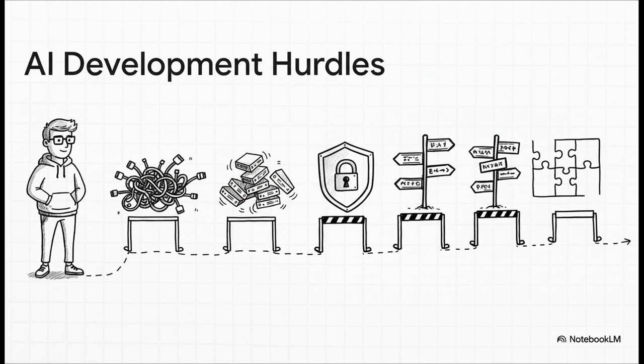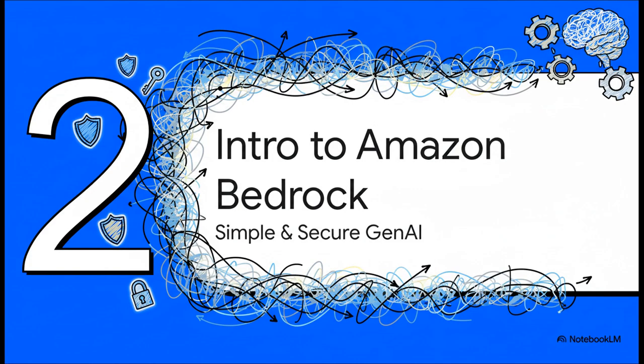And then you have the really big questions, right? How do you keep your company's data private and secure? How in the world do you pick the perfect model out of a sea of options? And maybe most importantly, how do you make it smart about your specific business? And that right there is exactly where Amazon Bedrock comes into the picture. You can think of it as this elegant solution that's designed to just cut through all of that noise. It's your single, simplified, and super secure front door into the world of high-performance generative AI.